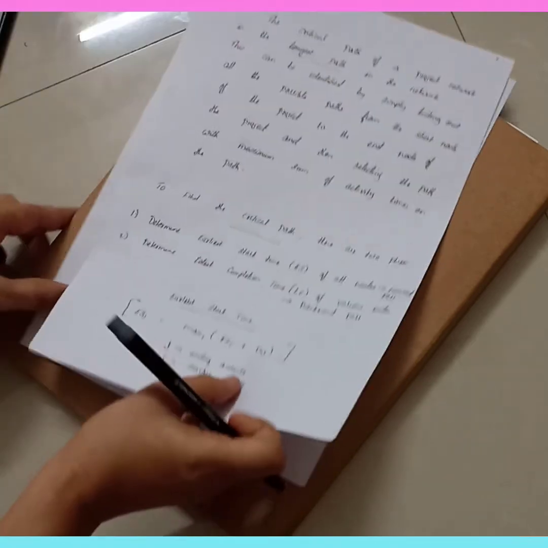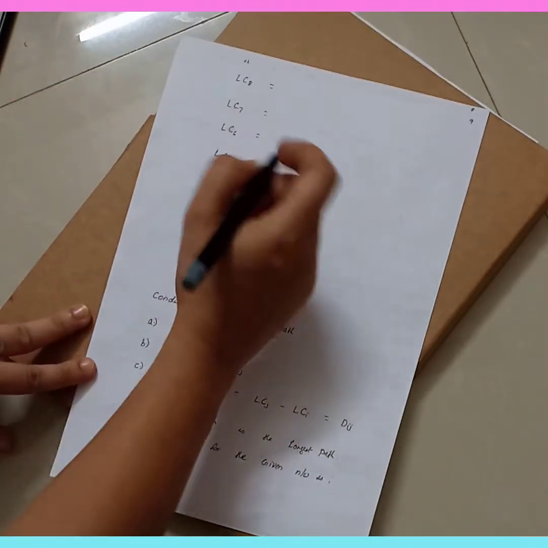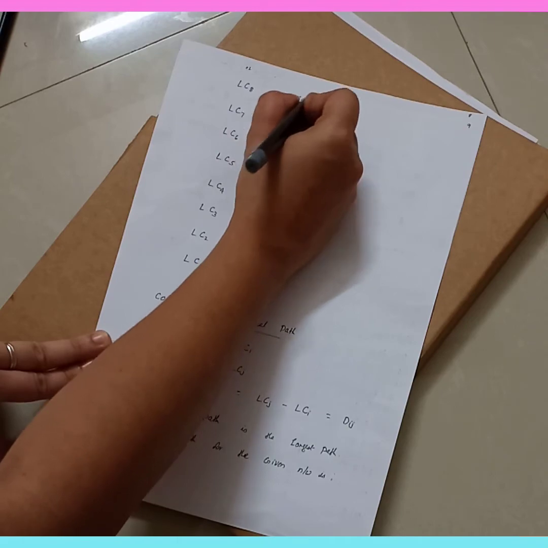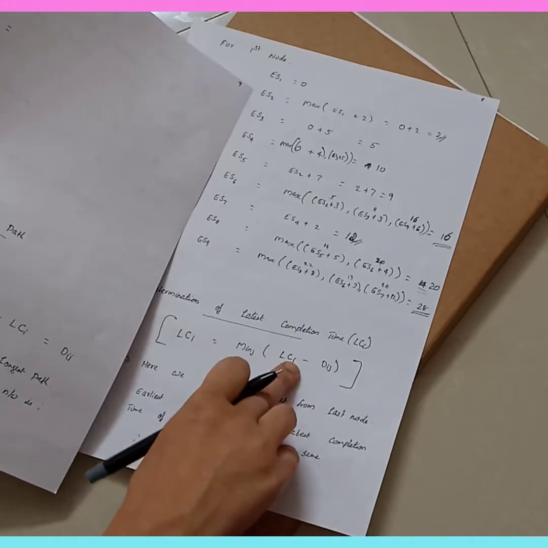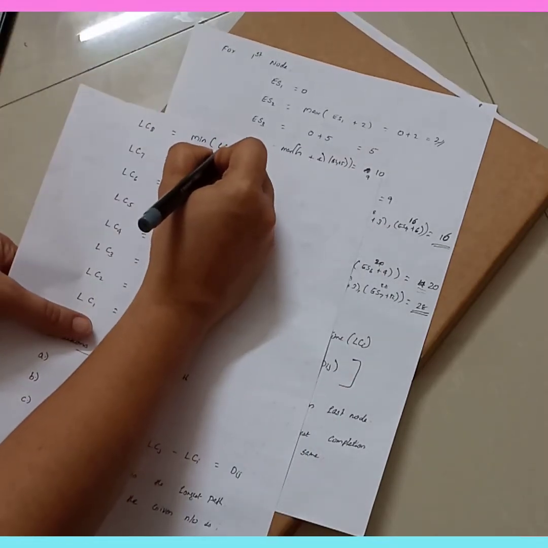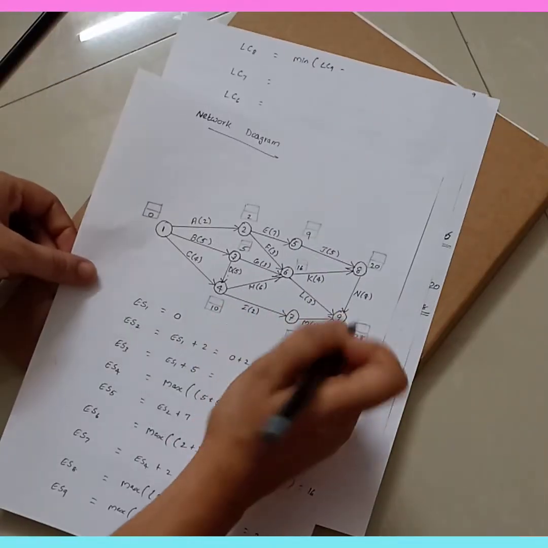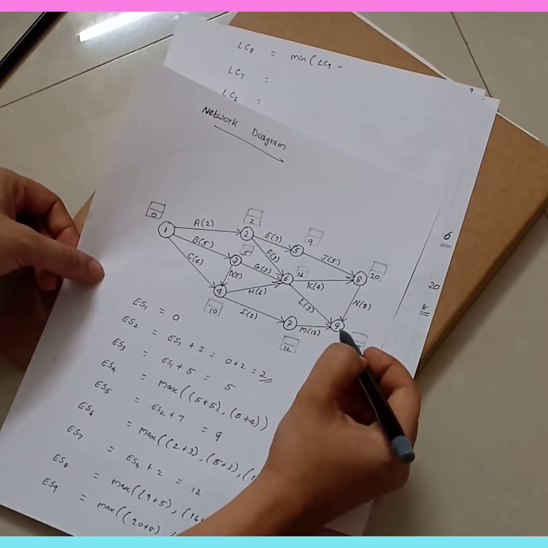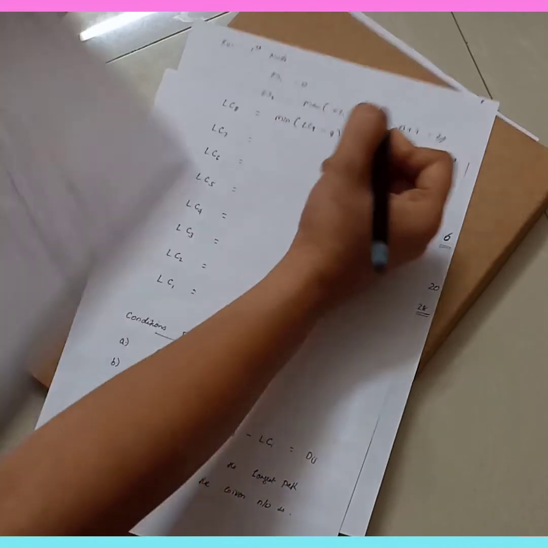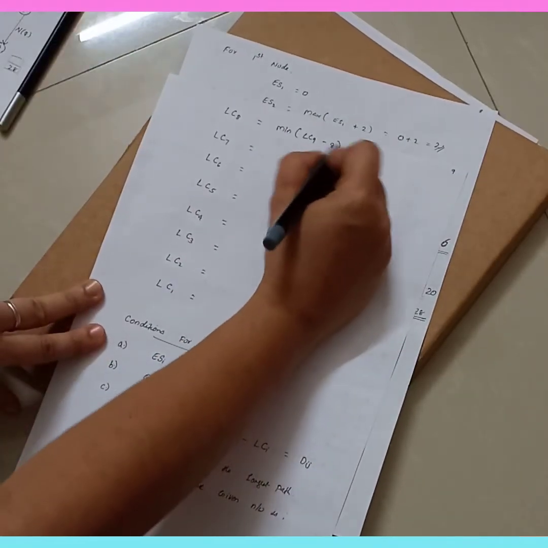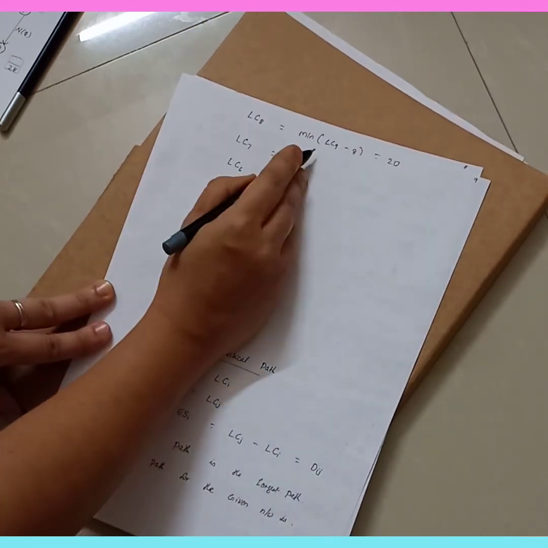So for each and every node you need to find the latest completion time. So for the 8th node, according to the formula, that is equal to minimum of LC9 minus duration. So you can see that from this diagram we can understand. So LC8 is equal to LC9 minus duration. Duration is 8. So what is LC9? That is 28. 28 minus 8 will be equal to 20. So LC8 will be 20.